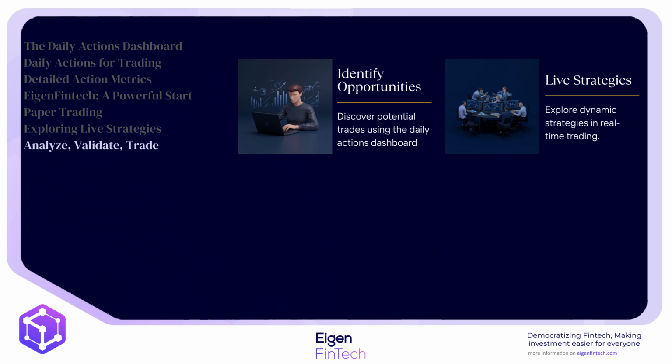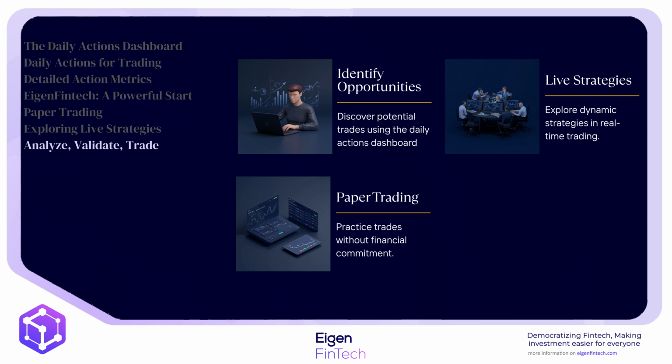Move to the Live Strategies page for your chosen asset. Analyze the performance metrics to find a strategy that has performed well historically and fits your style. Step 3. Validate. Use a paper trading account to simulate trades based on your findings. Track your performance in a risk-free environment to build confidence.